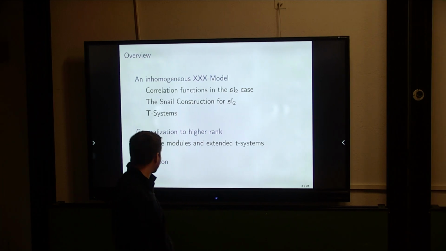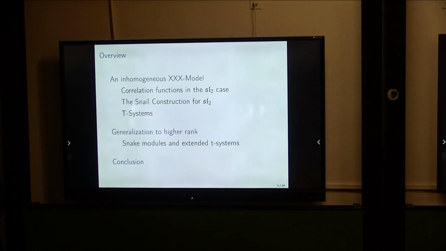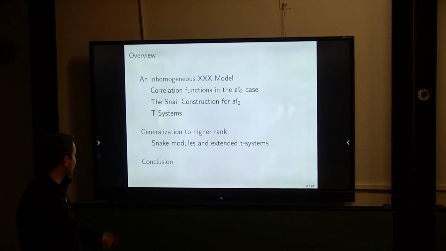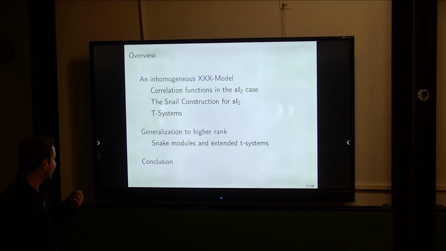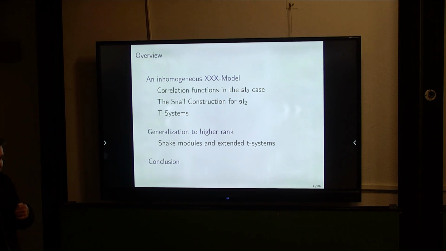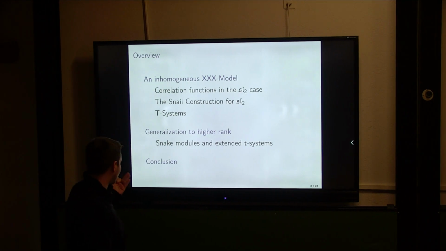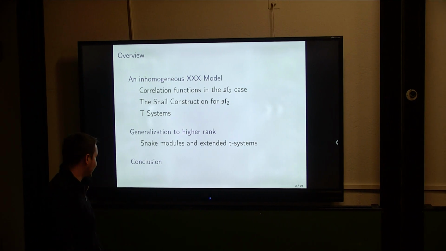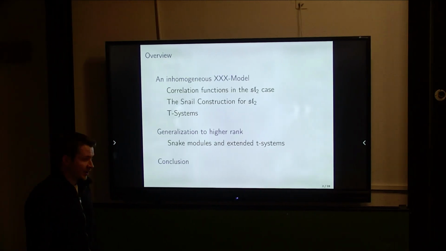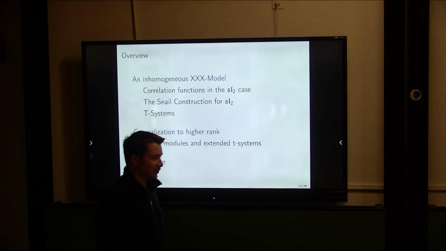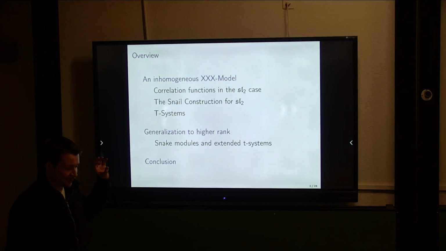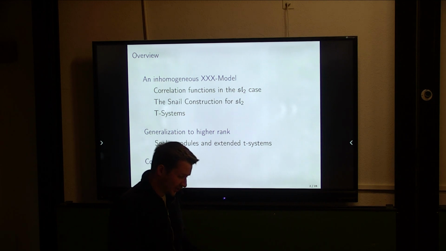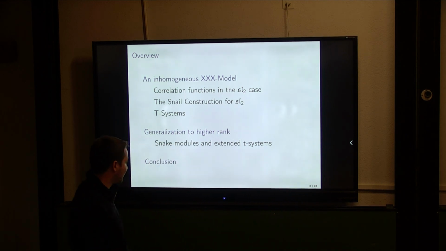Later it could be generalized. So first, what I'm going to do is try to sum up the construction for the SL2 case. This is the construction of recursion relations for the correlation functions of the infinite XXX chain. We call it the snake construction because it looks a little bit like a snake, and it has a very nice property, which is described by the so-called T-systems.